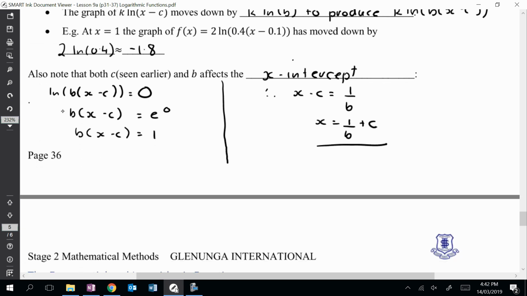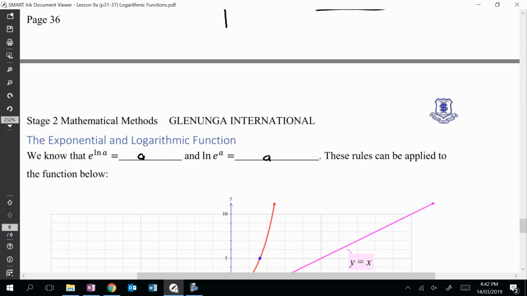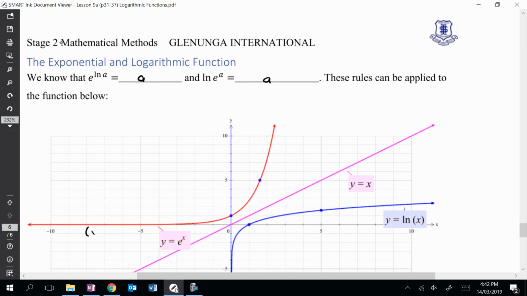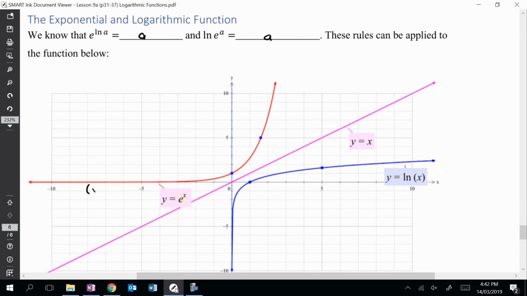Okay, and the last little thing we need to do is look at the comparison between the exponential and the logarithmic function. I've graphed them both on here, and if we plot some points, we can see that this is my point on my log function, (1, 0), and this is my point on my exponential function, (0, 1). They look very similar.